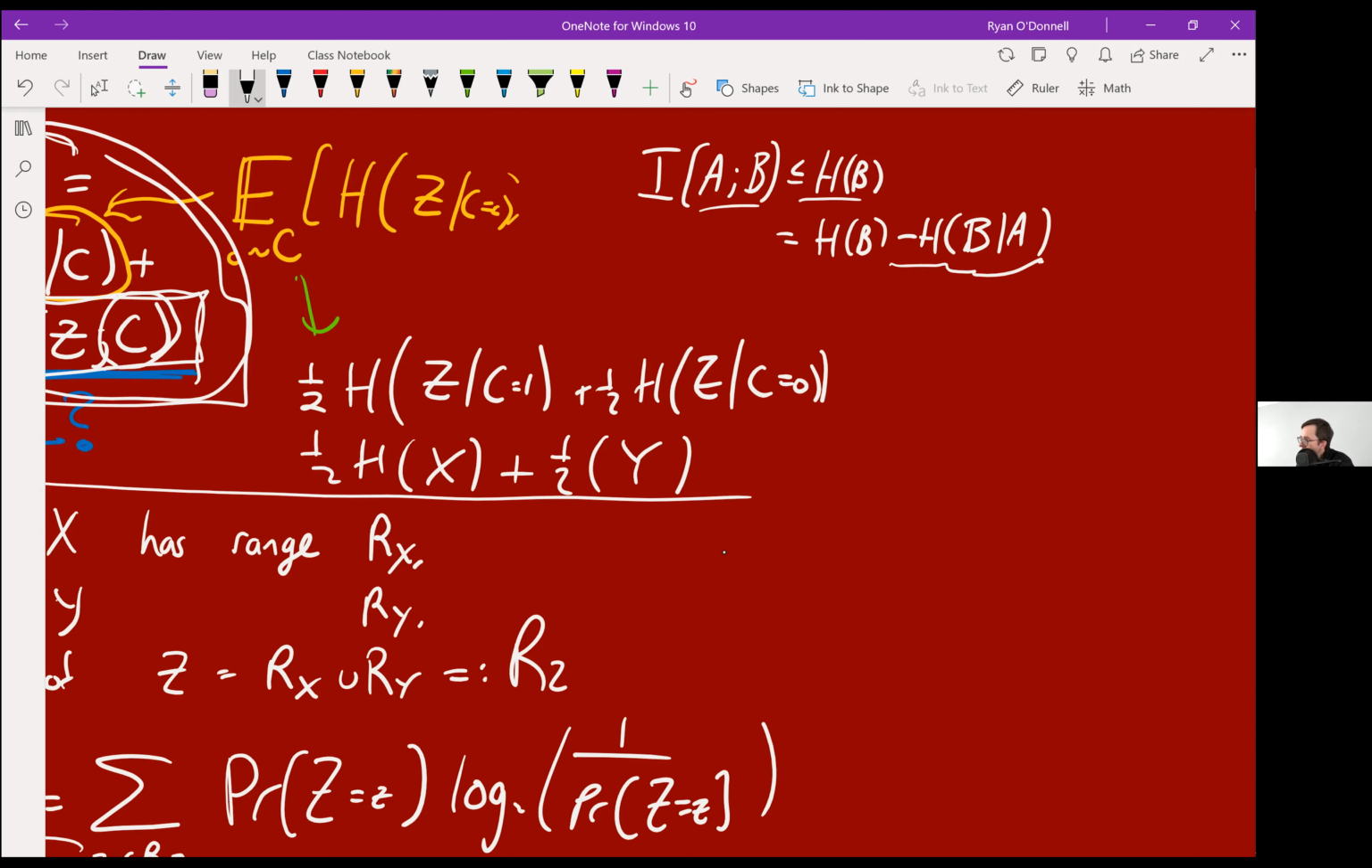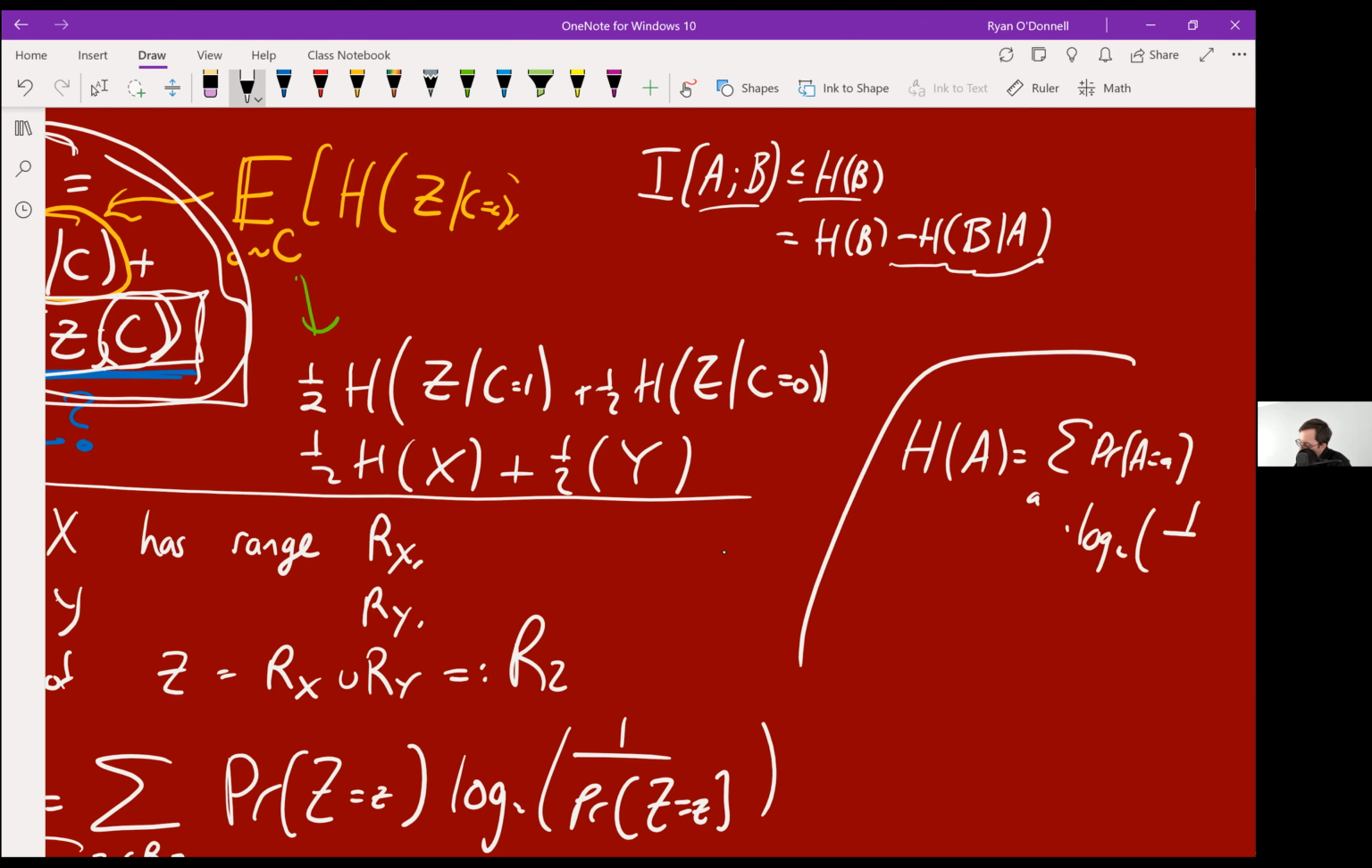is, I suppose this is just because, why is entropy non-negative? Entropy of A is the sum over A of probability that A equals a, times the log of 1 over this probability. And this is also an average. So it's the average of some non-negative number. So it has to be non-negative.